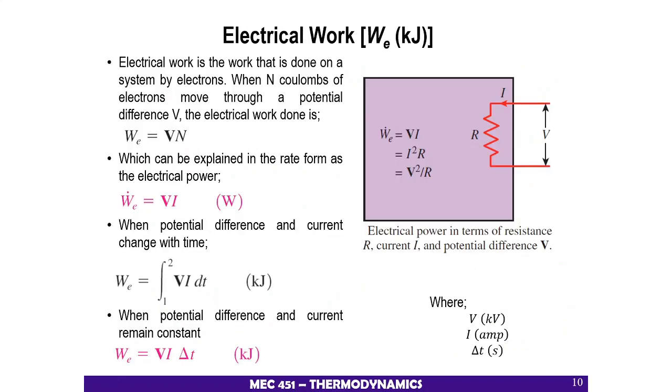Electrical work. Electrical work is the work done on a system by electrons, where N, the number of coulombs of electrons, move through a potential difference V. The electrical work done is W = V times N, the number of coulombs. In electrical power, work is voltage times current in amperes. When the potential difference and current change with time, we integrate over the change in time, so we get your total work.